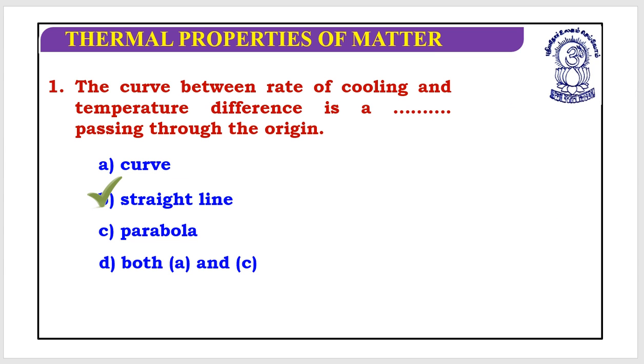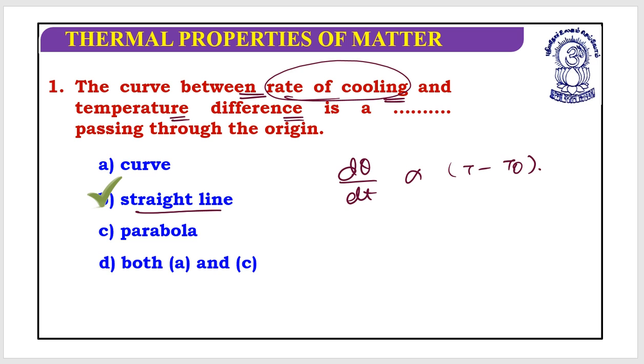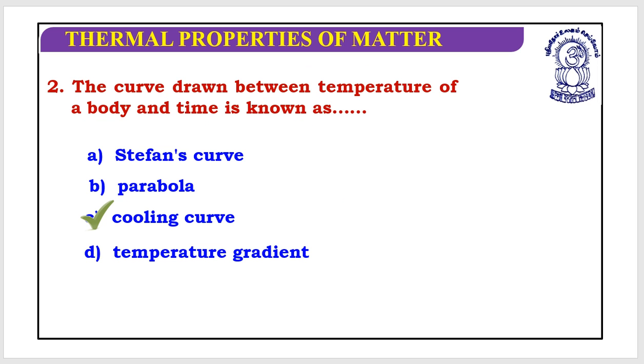Let's look at certain quick questions too based on these cooling curves. It says that the curve between rate of cooling and temperature difference is passing through the origin. It's a rate of cooling, that is d theta by dt, and temperature difference, that is T minus T naught. Yes, it's a straight line. Next, the curve drawn between temperature of a body and time, that is what we call the cooling curve. I hope this is clear. Do you have any doubts up till now?